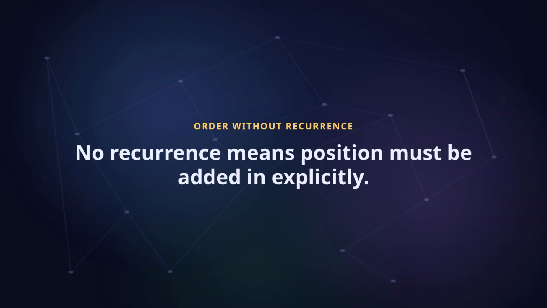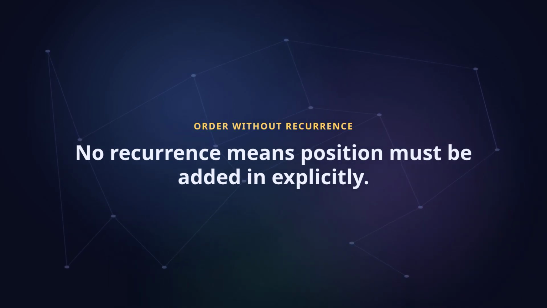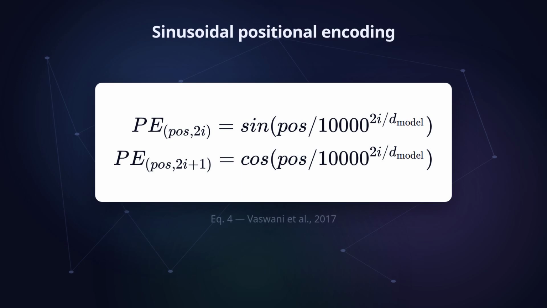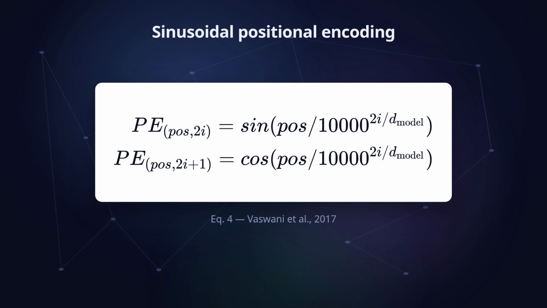Because there is no recurrence, the model has no inherent sense of order. So position is injected directly into the embeddings, using sine and cosine functions of different frequencies. The positional encodings are fixed sinusoids. Each dimension corresponds to a sinusoid whose wavelength forms a geometric progression, letting the model attend by relative position.